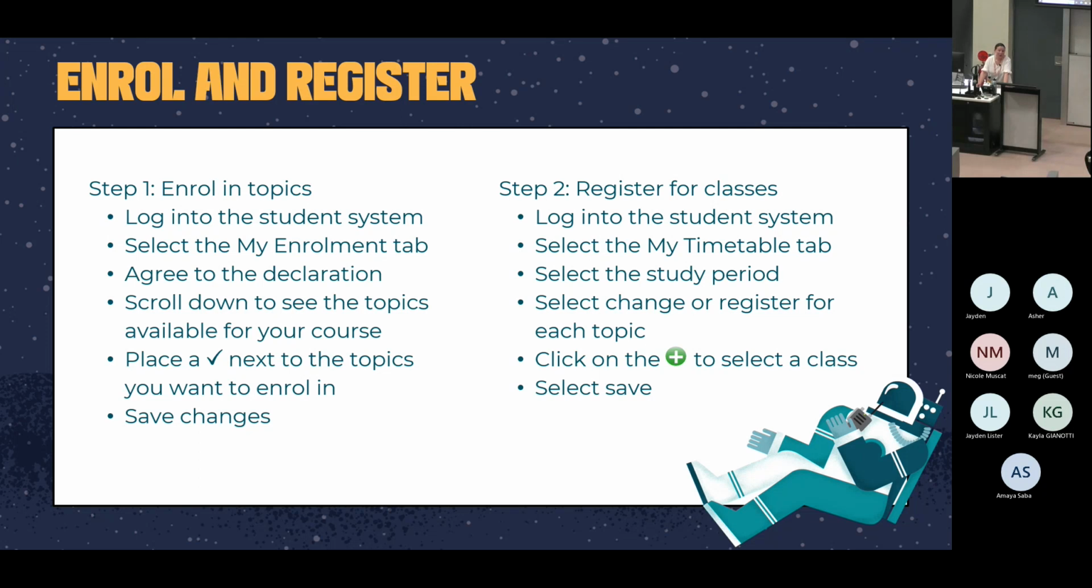Once you're in a topic, you then need to be able to register for classes. So you're enrolled in the topic, but then you need to attend tutorials, or you need to be attending lectures and other parts of each of the subject topics. The way that you do that is the same. You log into the student management system, select the My Timetable tab, select the study period, select the change or register for each topic, and then you click on the cross to select a class and select save. This will make far more sense once you look at it afterwards and you're actually on the system and looking at this alongside the system. You'll be able to follow these steps.